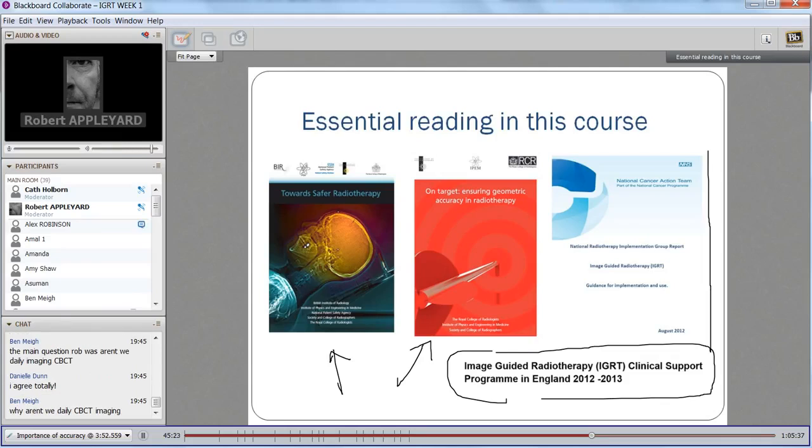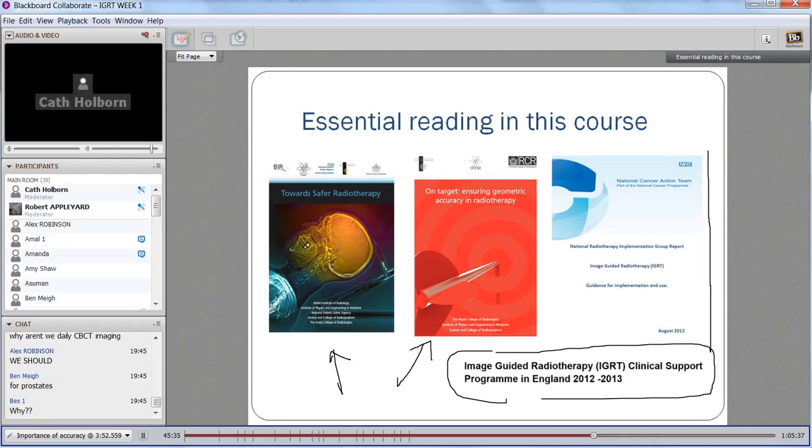Why aren't we daily imaging? Okay, well, that's a good question. Oh, for Preston. Alex saying we should. I agree. Sorry, what was that, Kath? I agree, we should be.